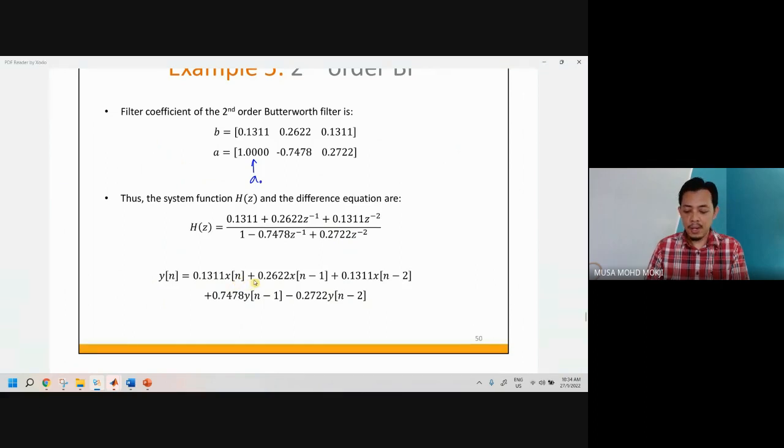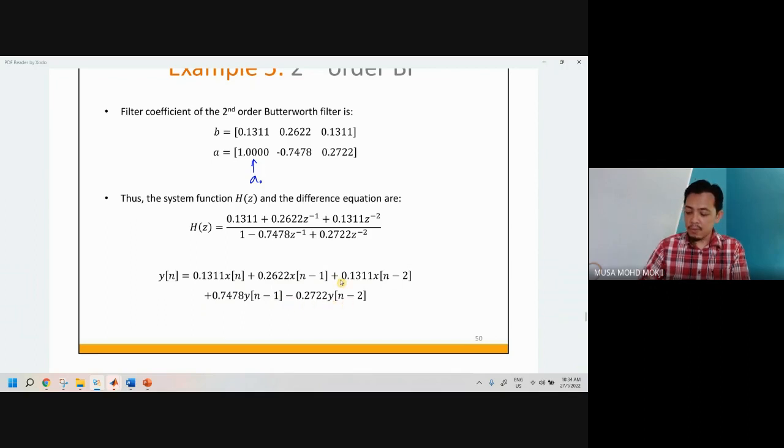Plus 0.2622x[-1]. And then plus 0.1311x[-2]. Because n is 0, so you need to solve for -2. The same thing here, plus 0.7478y[-1], and then minus 0.2722y[-2].